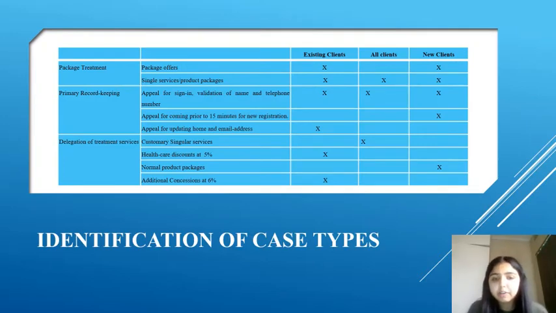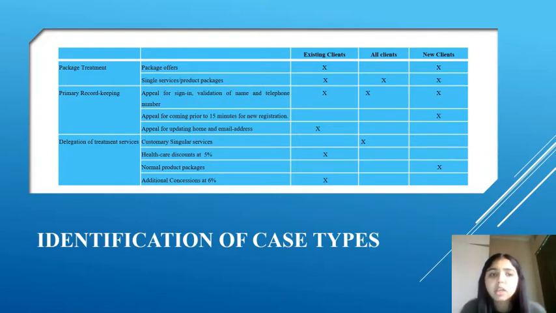Here we have the identification of case type: how we can identify a case type, which case this is. If we see, we have three basic differentiations available here: existing clients, old clients and new clients. And three package systems are here: package treatment, primary record keeping, and delegation of treatment services.